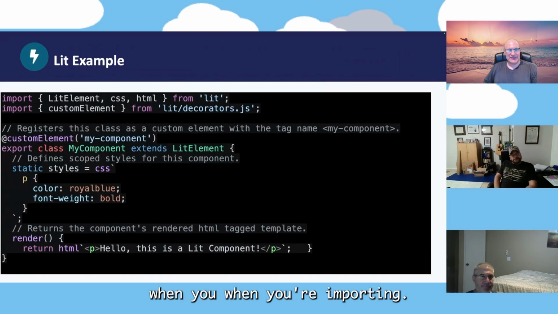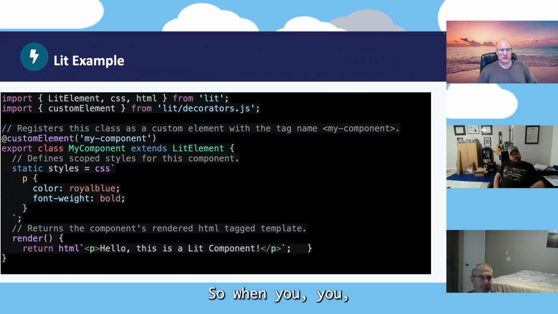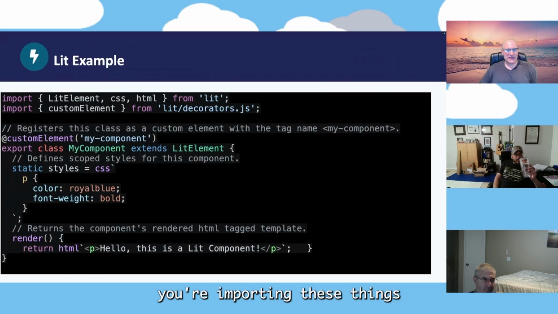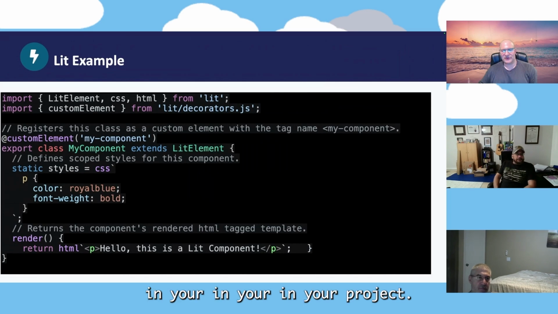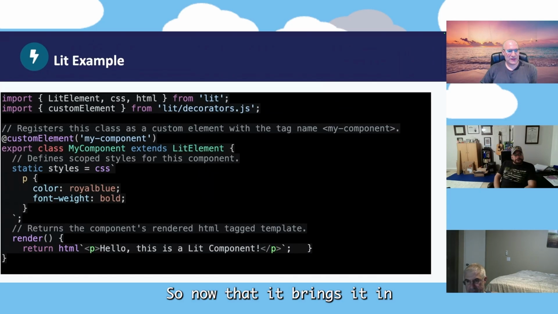When you install Lit in your project, it puts files in there, and these are basically functions that are in these files. That's how you import them. The bundler also maps out where these things are in your project, and it brings them into this. So now that it brings it in, you have a custom element. It says my component. This registers this class as a custom element.